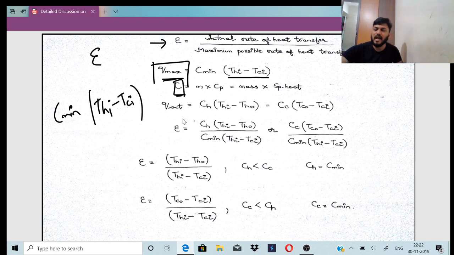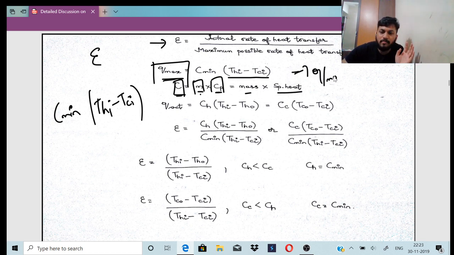What is heat capacity? I explained this in the previous class, in the LMTD class. Heat capacity is nothing but the mass into specific heat. Heat capacity is the total capacity of the material to produce maximum heat along with its mass. M into Cp, that is mass into specific heat. So this will be my answer for Q max.